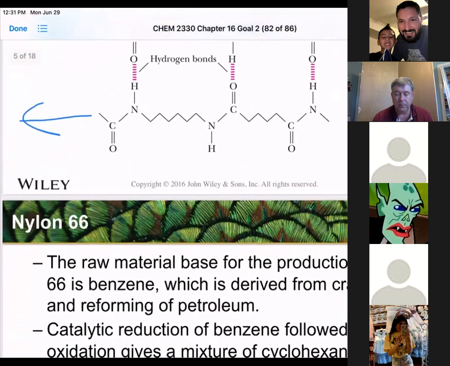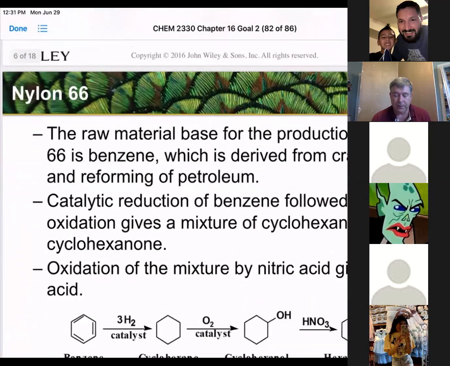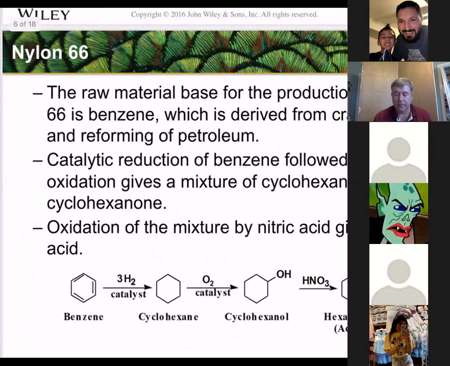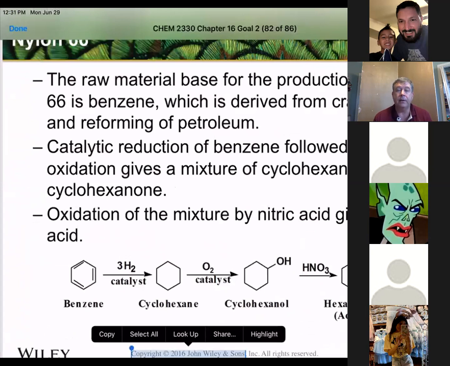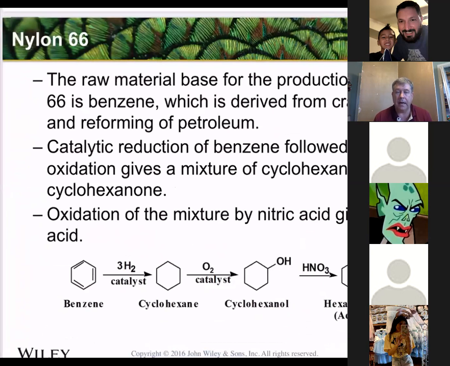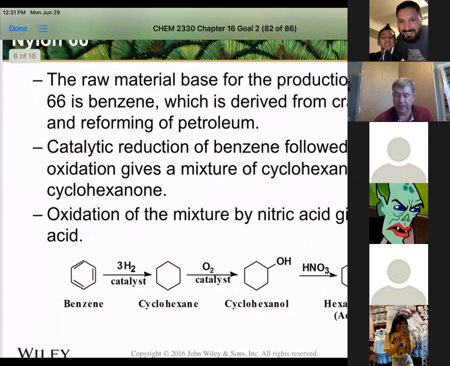Okay, and so you don't need to know this reaction. I just want to show you that the way they actually make nylon, the carboxylic acid is from benzene. They reduce it down to cyclohexane, then they oxidize it, and then once you have this cyclohexanol right here, you can use the enol-keto tautomerization to allow you to break the ring and make this 6-membered dicarboxylic acid.